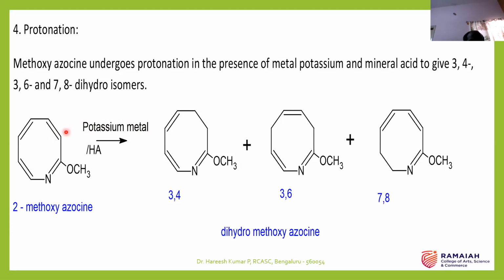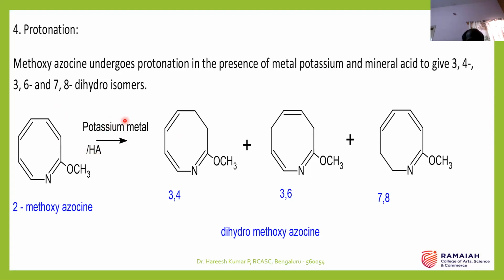When the electron is sitting on this carbon, this bond pair can pick up a proton from the proton source. Where is the proton source? The proton source is HA. HA means what is called a mineral acid. A mineral acid is nothing but sulfuric acid, H2SO4, HCl, PTSA. Of course, you can say that mineral acid means HCl and H2SO4.